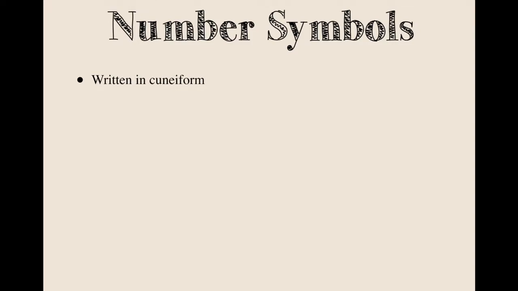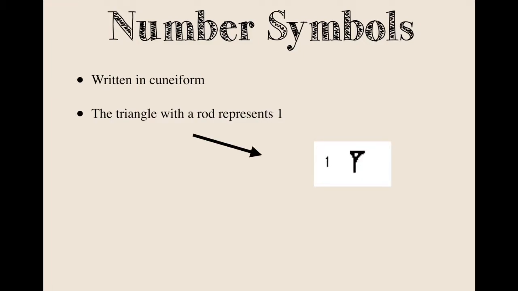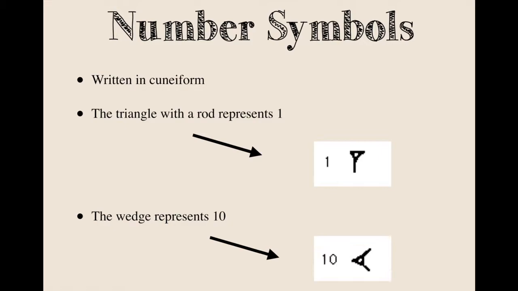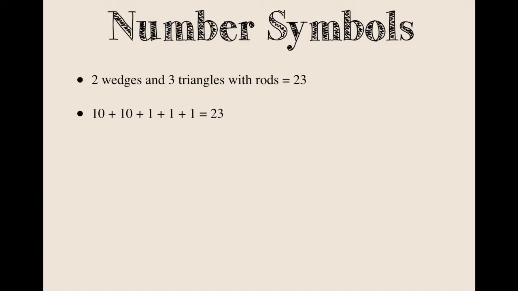These numbers only have two different characters. First, I will show you the triangle with a rod, which represents 1, and a wedge that represents 10. So in this case, if you had 2 wedges and 3 triangles with rods, this would equal 23, because 10 plus 10 plus 1 plus 1 plus 1 would equal 23, as you can see in this picture.